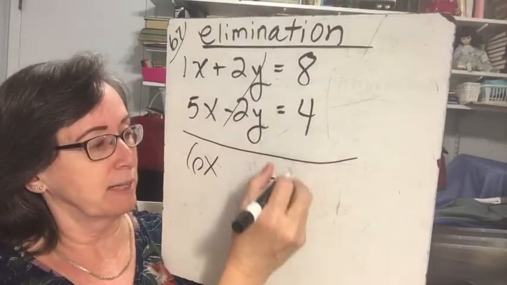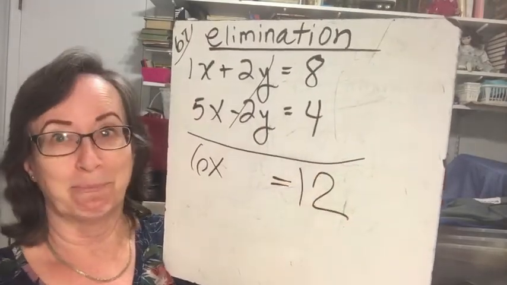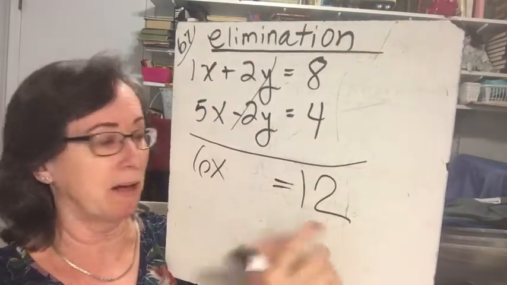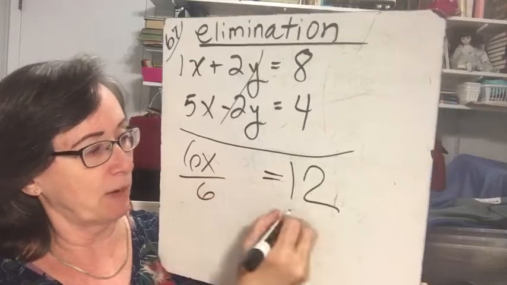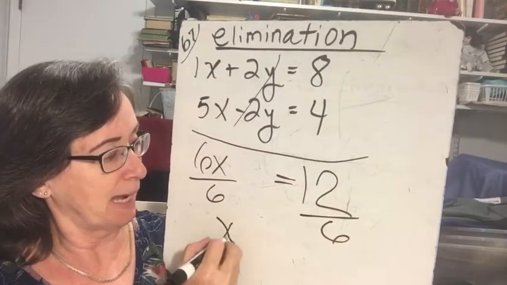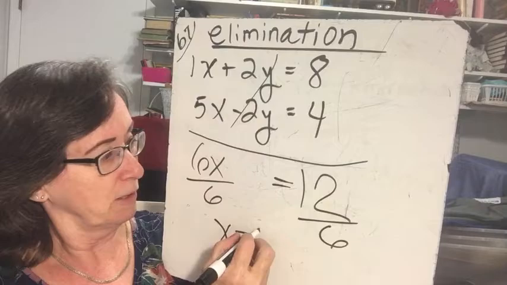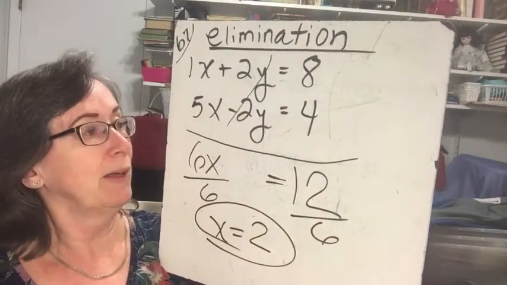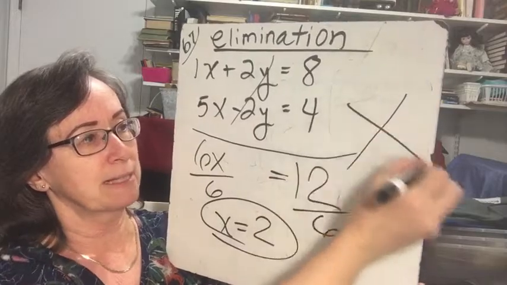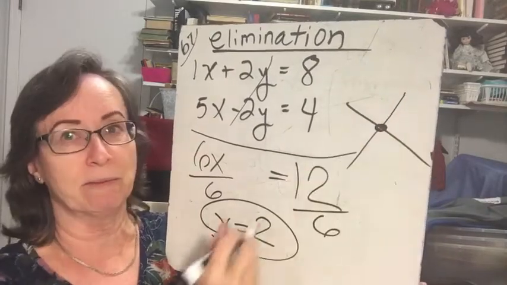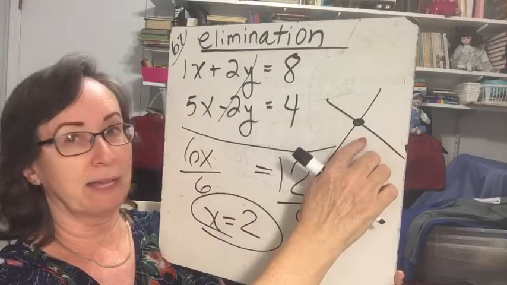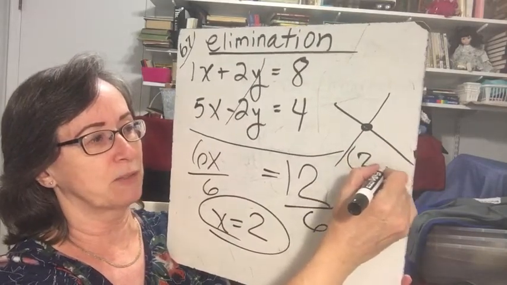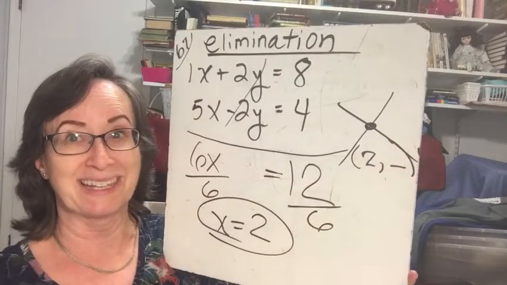8 plus 4 is 12. No more y. I'm ready to solve for x. 6x is 12. If I divide by 6 and I divide by 6, doesn't that mean that x must be equal to 2? All right? If x is equal to 2, then remember we're looking at this kind of system. That little point right there is labeled as an ordered pair 2 comma something. We don't know what the something is yet, do we?